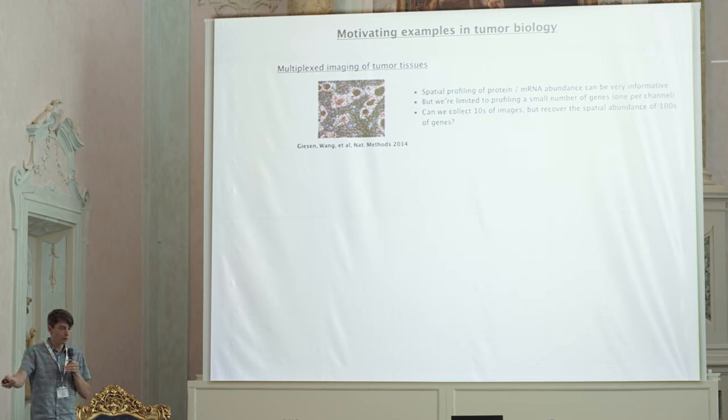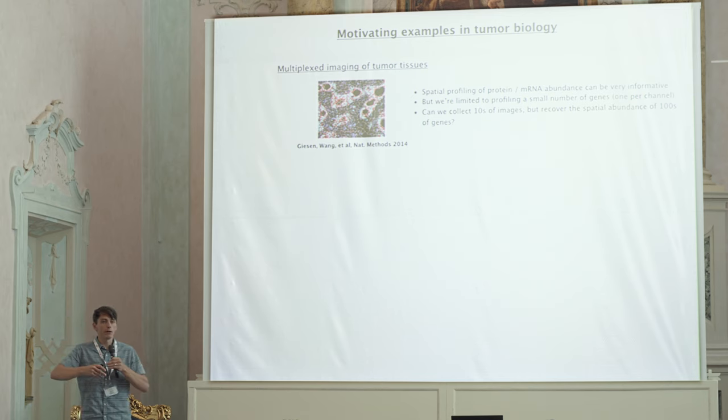So if you're sort of good at immunofluorescence, you can maybe measure 6 proteins simultaneously. There are methods now that can do multiple cycles, where you can strip off and then restain in a second round of cycling of imaging. And the question is, can we massively increase that multiplexing capability?